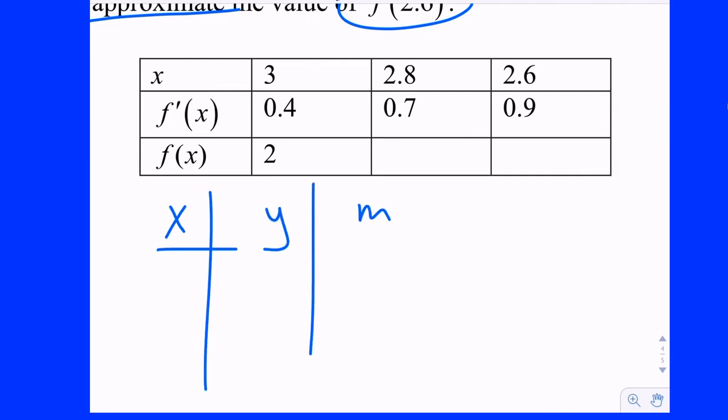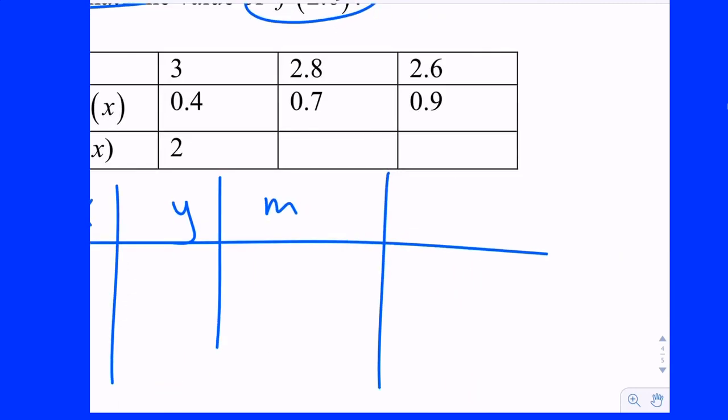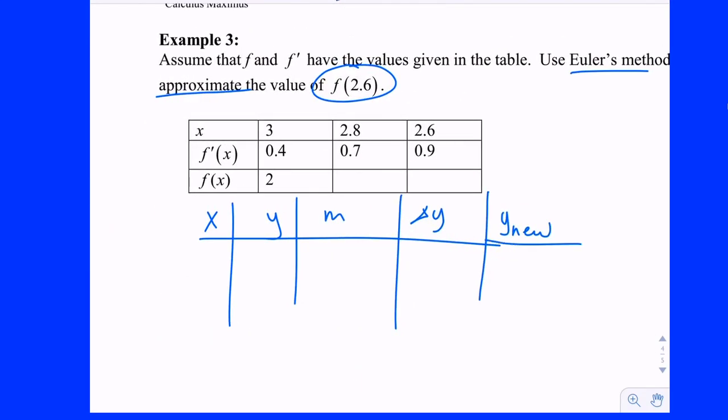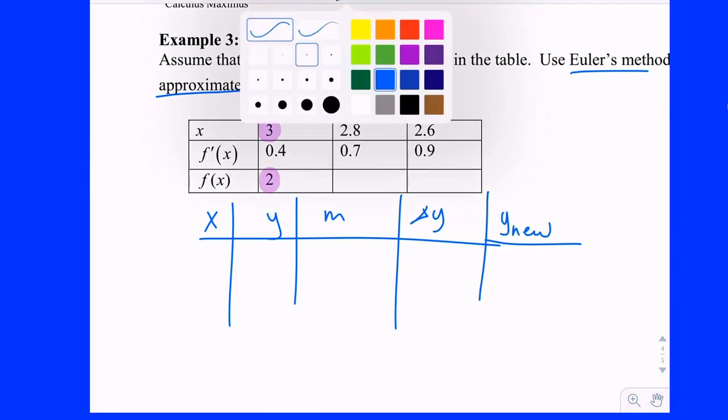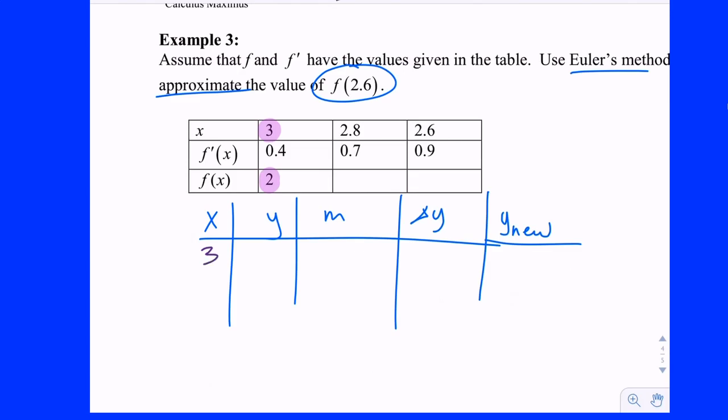X, Y, M, delta Y, and Y new. Now, we are starting at what ordered pair? (3, 2) or (2, 3)? (3, 2). Good. (3, 2). What's the slope at (3, 2)? 0.4. It's handed to us.